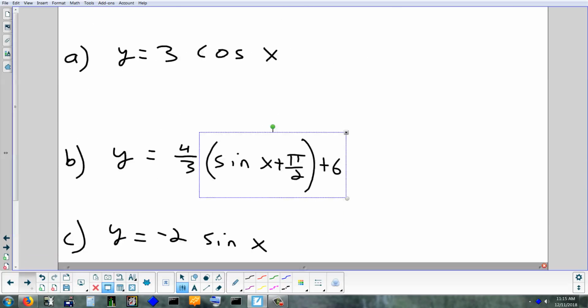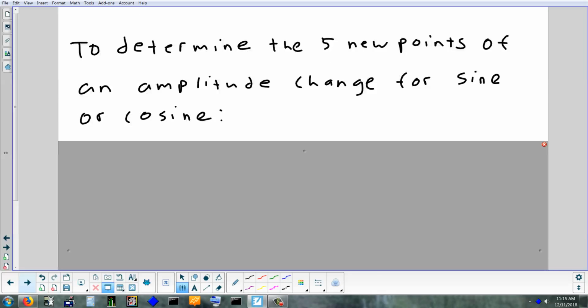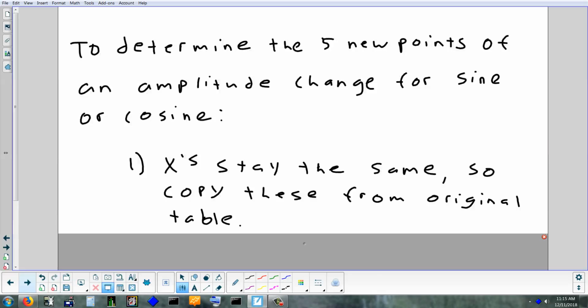So how do we actually do a sketch? You're going to start with those 5 points from the table I gave you yesterday. We just said all the x's stay the same, so you're going to take all the x's from the table and copy them down. Every problem we do in this part of the section, your x's will be 0, pi over 2, pi, 3 pi over 2, and 2 pi.